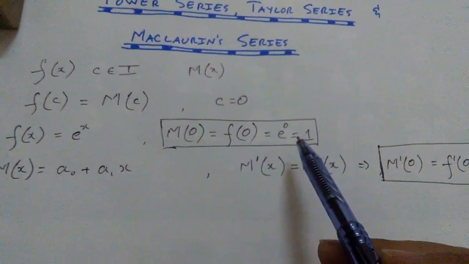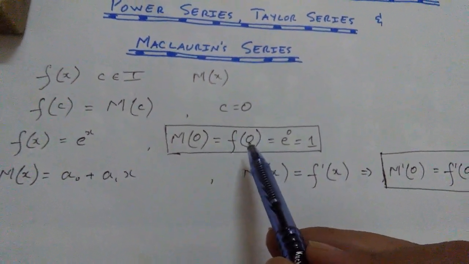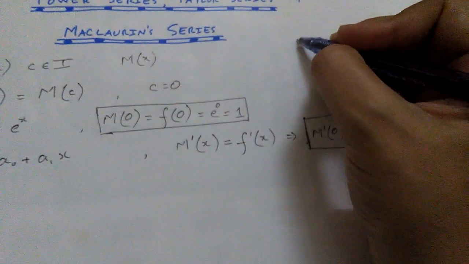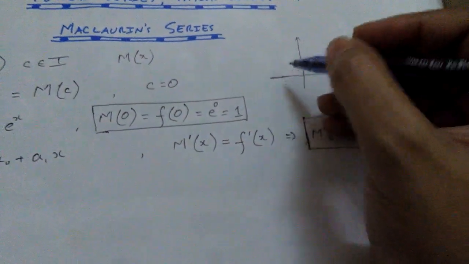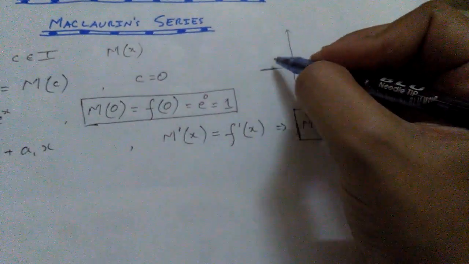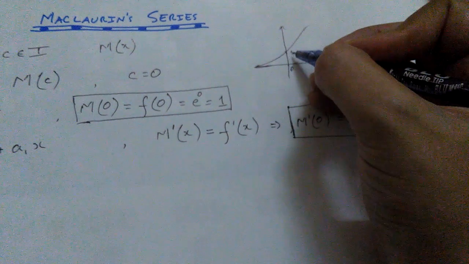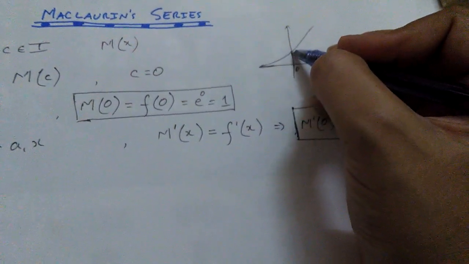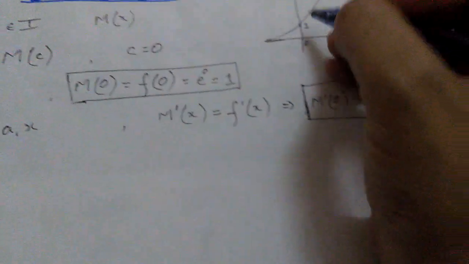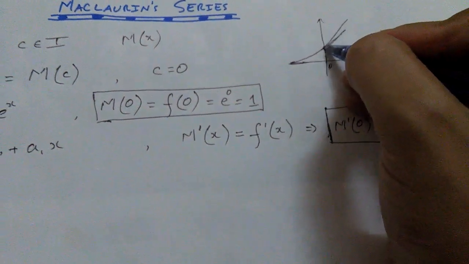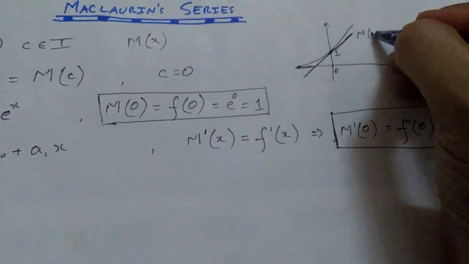This is the first helping tip: my polynomial and my function should both pass through the same point. If I plot a graph, the exponential graph looks something like this. At 0 it is at the point 1. My polynomial here is linear, so it is going to give me a straight line, which should look like this. This is your m of x.